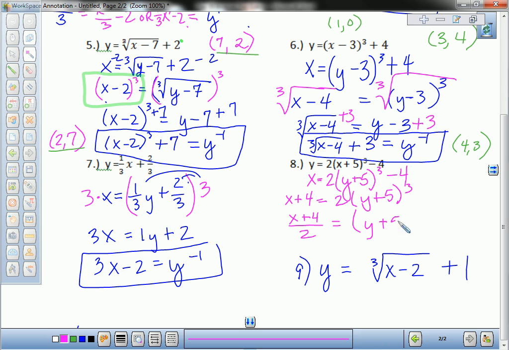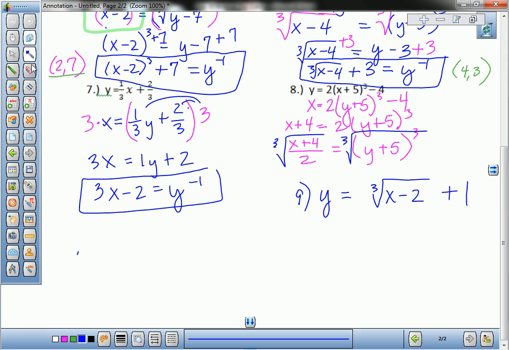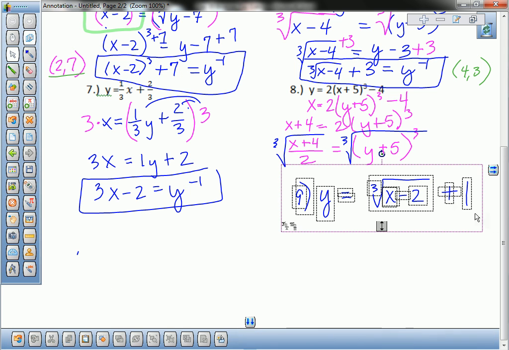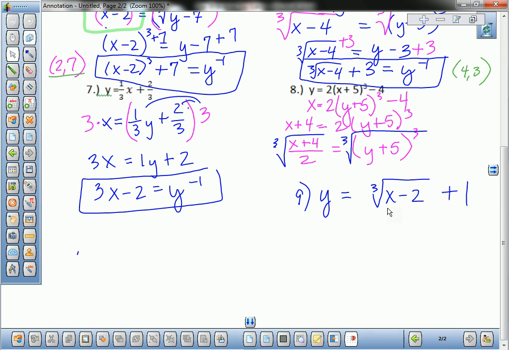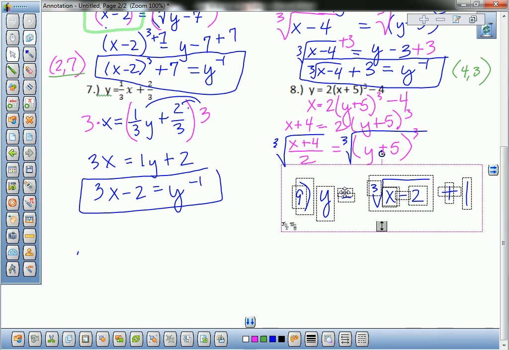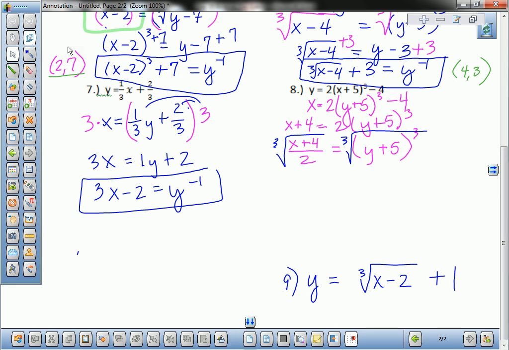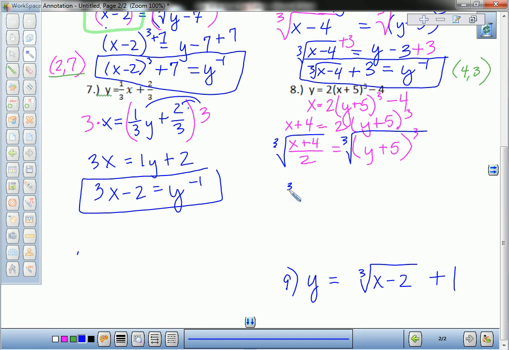And then we have y plus 5 cubed. Well, here to undo a cube, we would take the cubed root of both sides. All right, I'm going to slide this other equation down because I didn't give myself enough room. Okay, so this is the cubed root of x plus 4 divided by 2 equals y plus 5. And the last step is to move the 5 over.